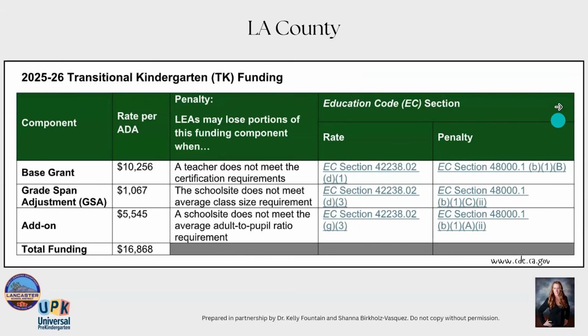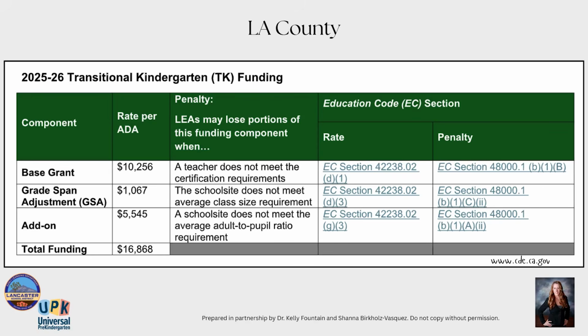So I like to go over a little bit about LA County's numbers, and we might have people out there from the state that are not in LA County, but in LA County, the state reimburses or provides funding for TK students in the following way. They get a base grant of about $10,000. There's a grade span adjustment of about $1,000, and then there's a TK apportionment that's $5,500. So the total funding for each TK student is $16,868. Every TK student that enrolls in just your district system is bringing this in.